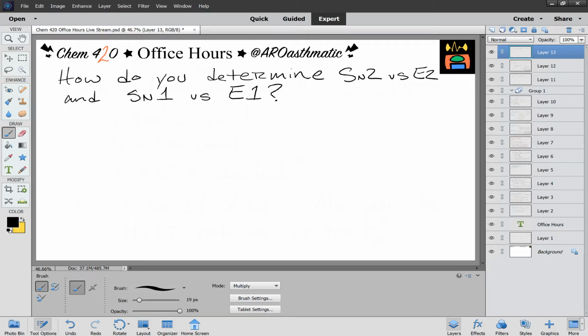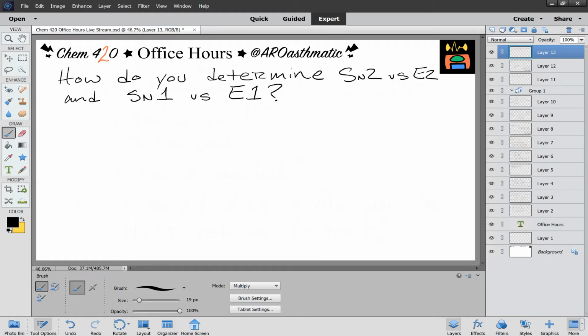So we'll get to some synthesis problems after this question, and this could be several hours of lecture in and of itself, answering this question: how do you determine Sn2 versus E2 and Sn1 versus E1? So I'm going to give a succinct summary, some specific things to look for, and if something doesn't make sense, please give a shout out. Let me know. I can expound on it further.